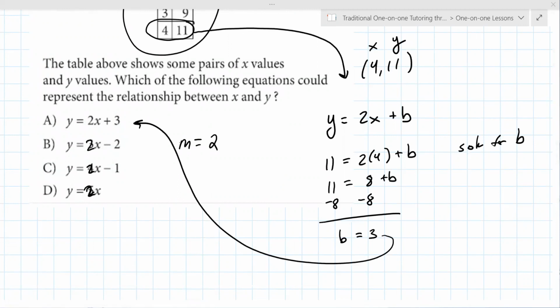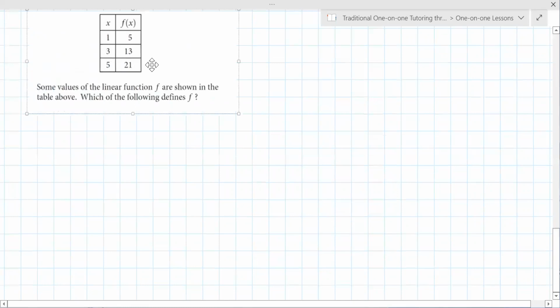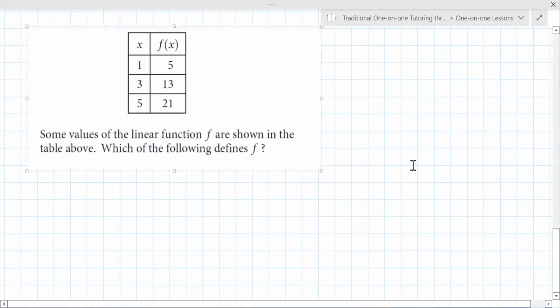Okay, so for the next one, I want you to find the slope. Let me snip this in. I won't snip in the answers yet, but I want you to find the slope. So you can treat f of x as y. f of x is really y.